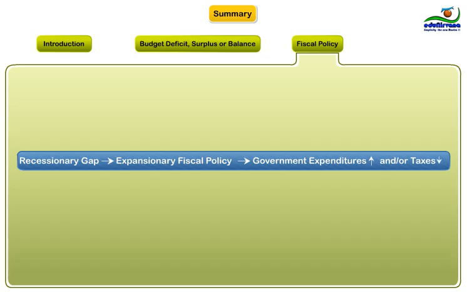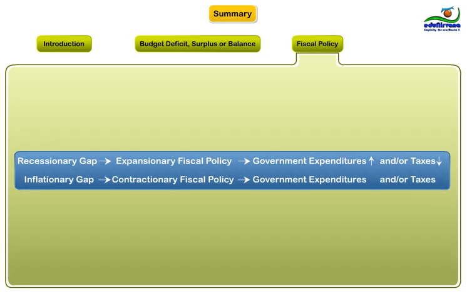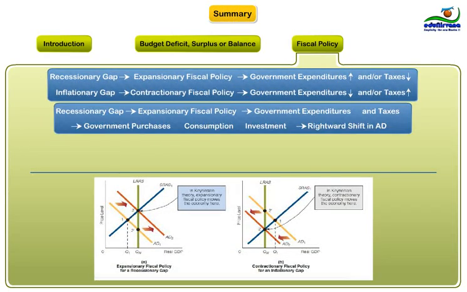Recessionary gap. Expansionary fiscal policy. Government expenditures increases and/or taxes decreases. Inflationary gap. Contractionary fiscal policy. Government expenditures decreases and/or taxes increases.